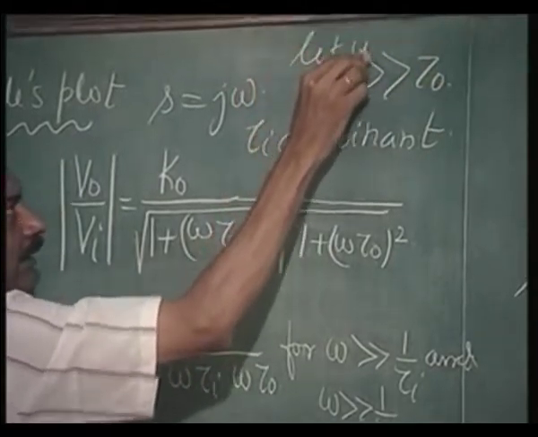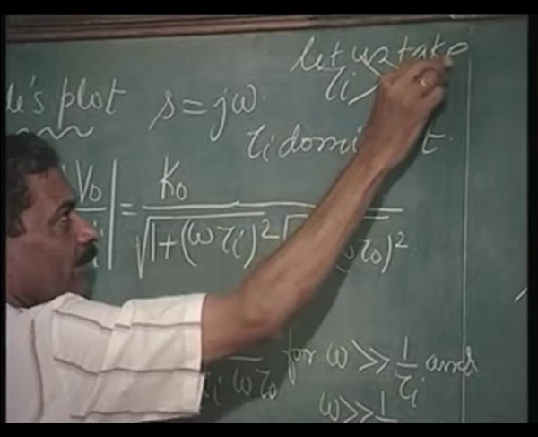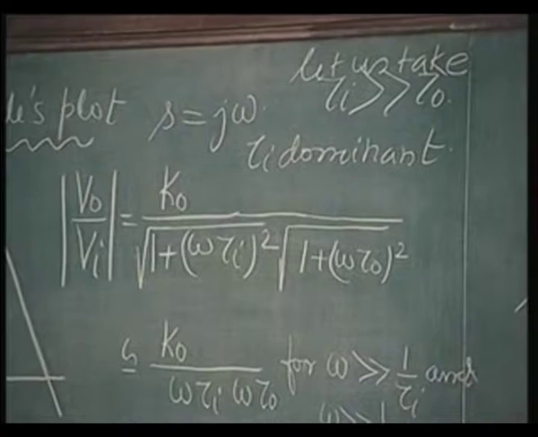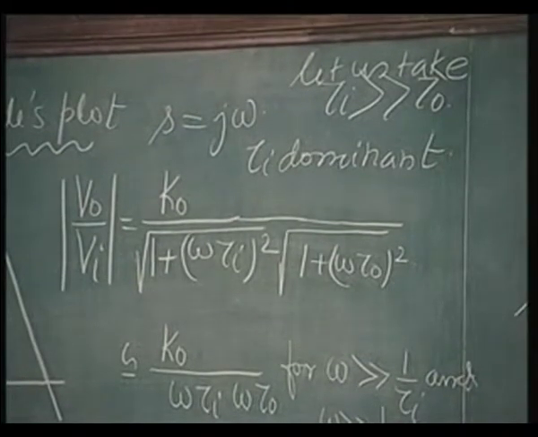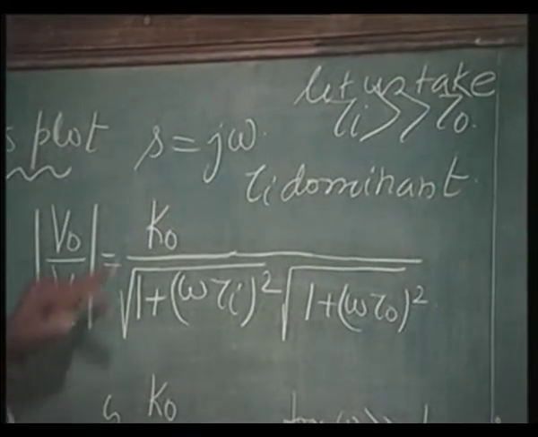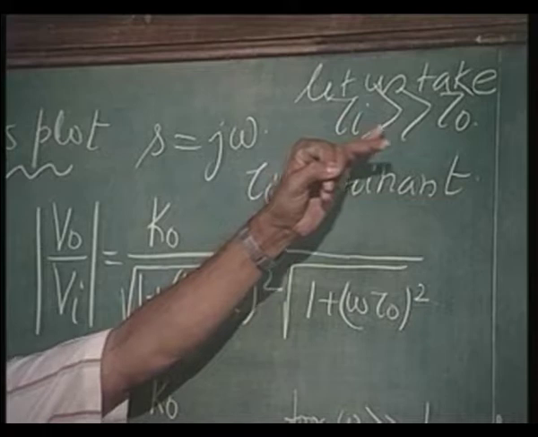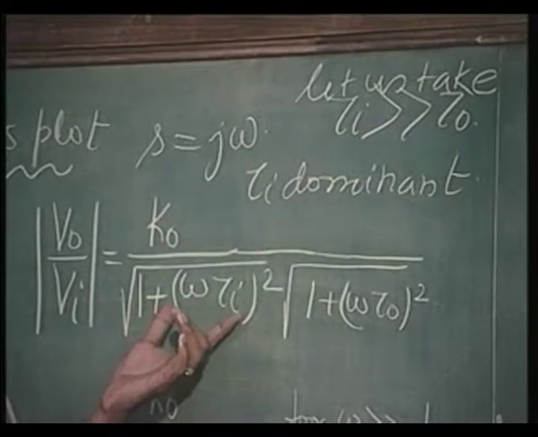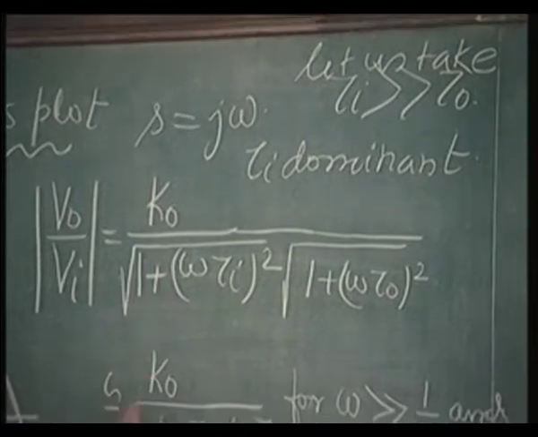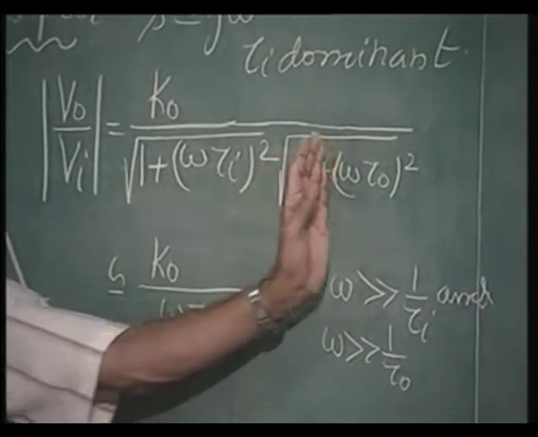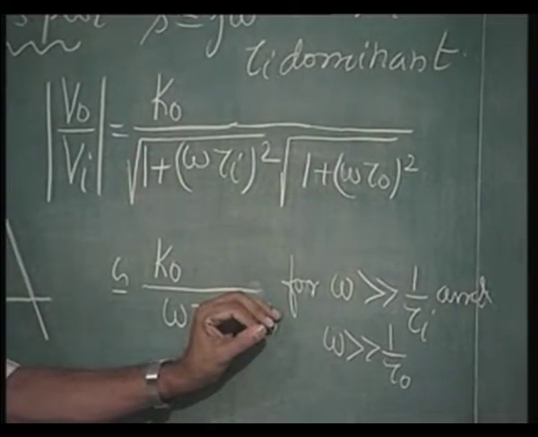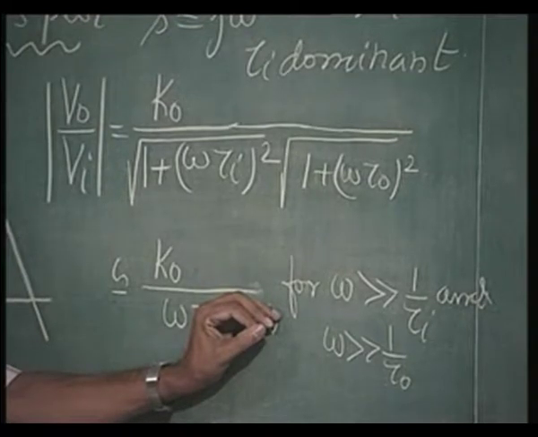Let us take tau I much greater than tau naught. This may not be the case, but if we take it, then I can explain exactly what happens, because each of these time constants comes almost independently. First tau I makes its appearance, omega tau I becomes much greater than 1. So, this is K naught by omega tau I, this factor is negligible compared to 1. It is inversely proportional to omega.